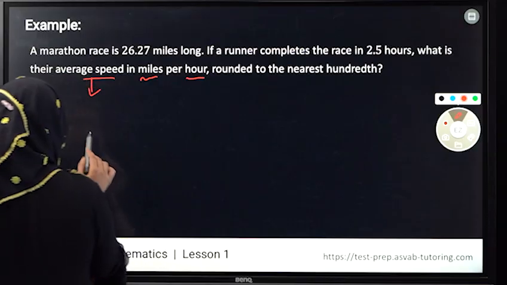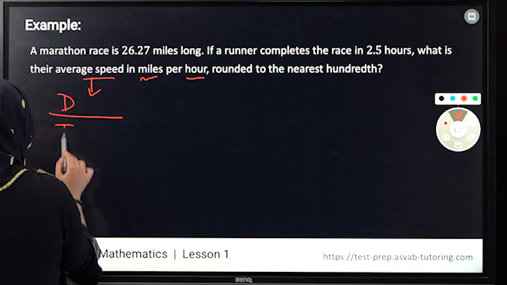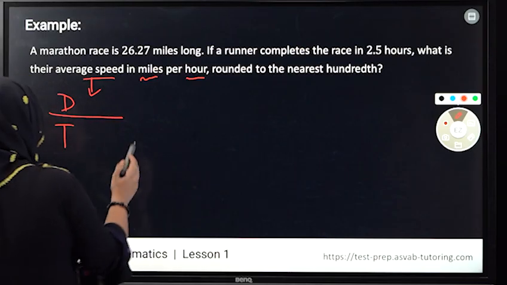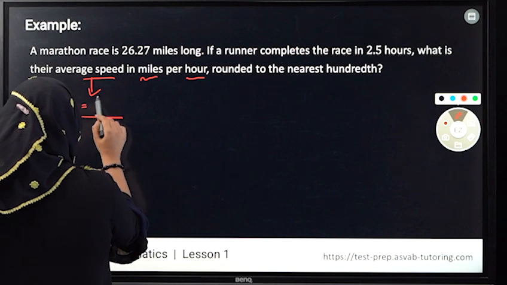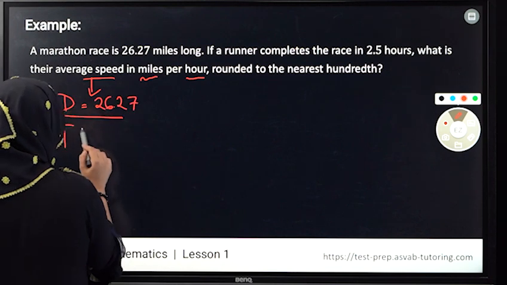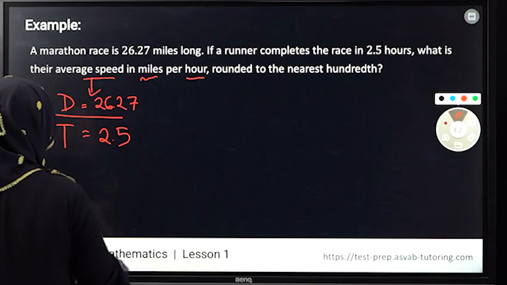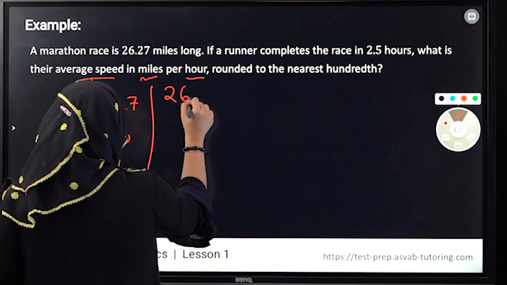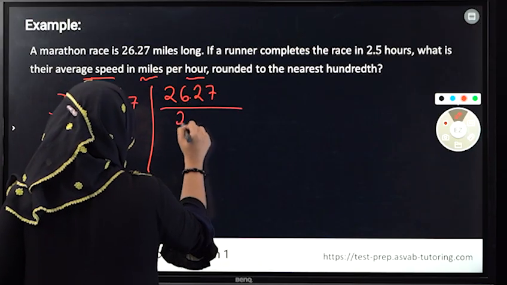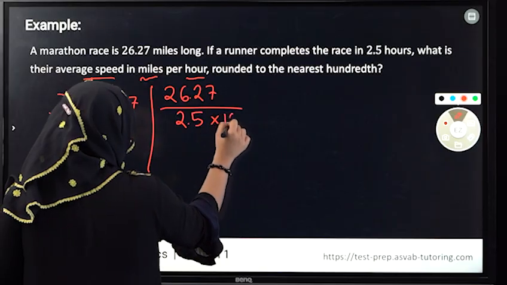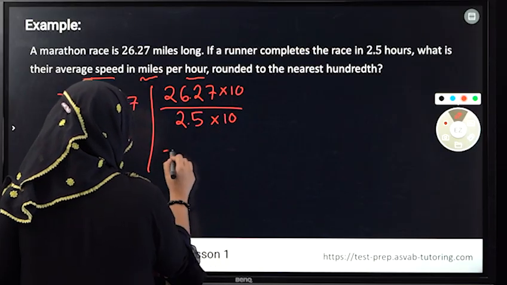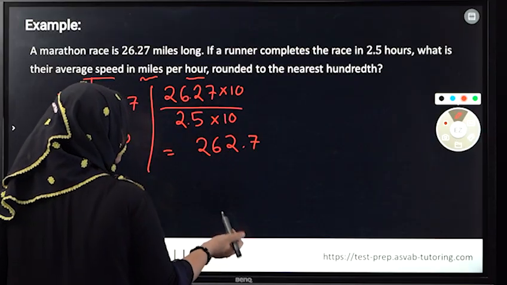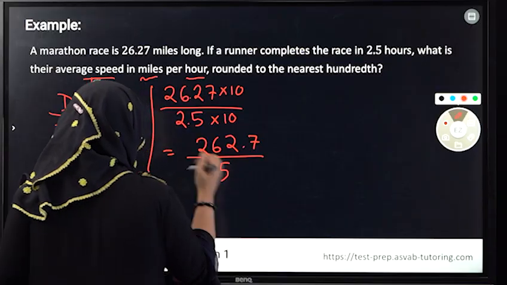So speed has a formula. The formula is distance over time, which is why the miles goes up, the hours goes down. So it's quite easy, they are basically asking us to do 26.27 over the time, which is 2.5. What do we do in this case? We already know that we can remove the decimal from the divisor, which means that we can do times 10 here, times 10 here, which gives me 262.7 because the decimal goes 1 unit to the right. And now here it's just going to be 25.